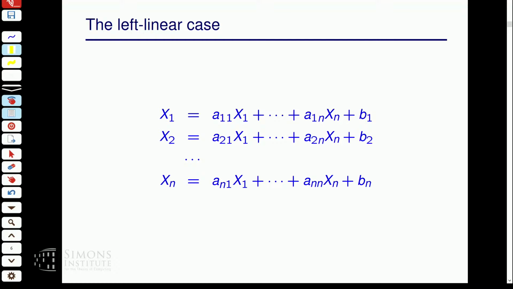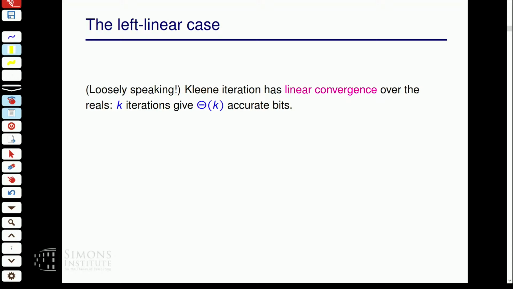But for the left linear case, the first thing is what happens when you work over the reals. I am waving my hands a little bit, but basically linear iteration is going to have linear convergence, which I like to define in this way: k iterations will give you theta of k accurate bits. This means in particular, if you double the number of iterations, you will double the number of accurate bits.